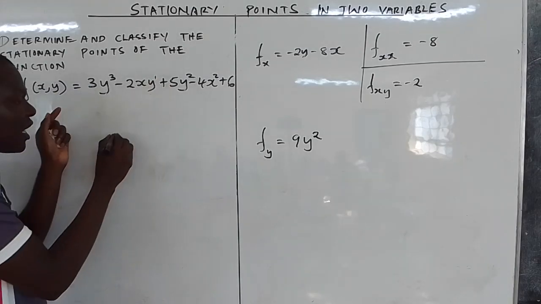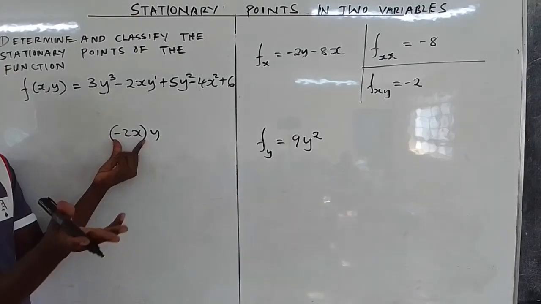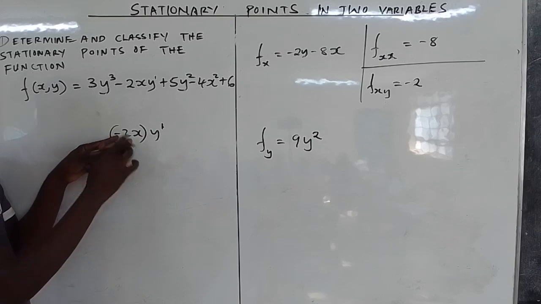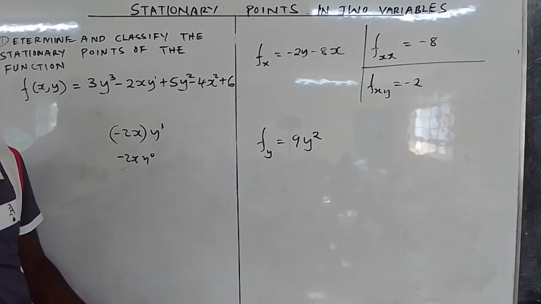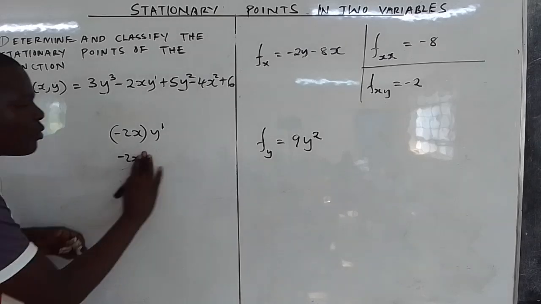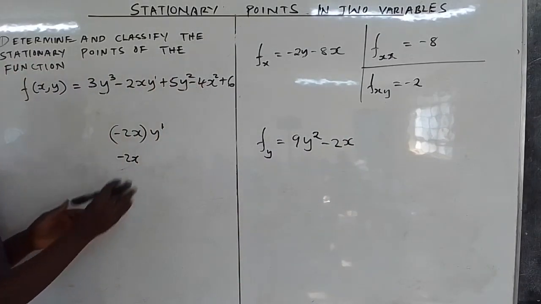So if you have negative 2xy, this negative 2x is a constant because we are doing it with respect to y. So here 1 times this constant, you get negative 2x, then you reduce the power by 1, y raised to power 0. Anything raised to power 0 is 1. So it means we are going to remain with the negative 2x. Are we together? We are done with that.